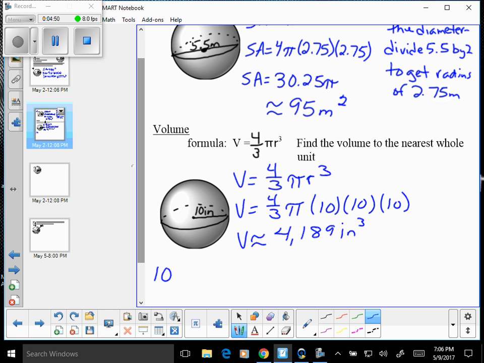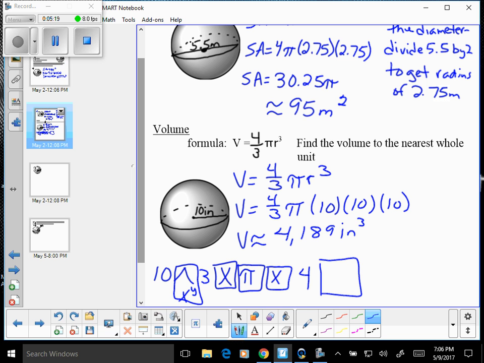Now, if it's me, I'm going to take that radius, which is 10. I'm going to use my power key, which if you have a 30xa is x to the y. Then I'm going to put in 3. Then I'm going to take times, this is my key, then I'm going to put in pi, and then I'm going to put in x again for multiply, and then I'm going to put my 4, and I'm going to use my fraction key, which is that a, b/c.